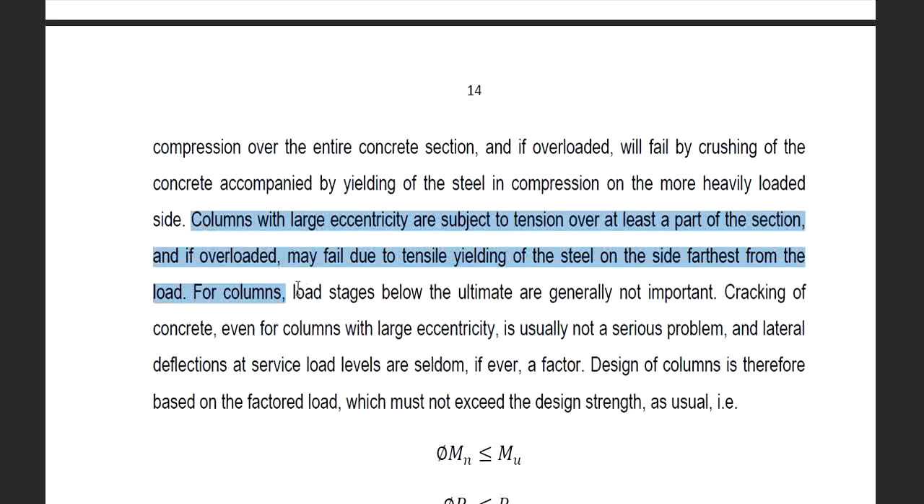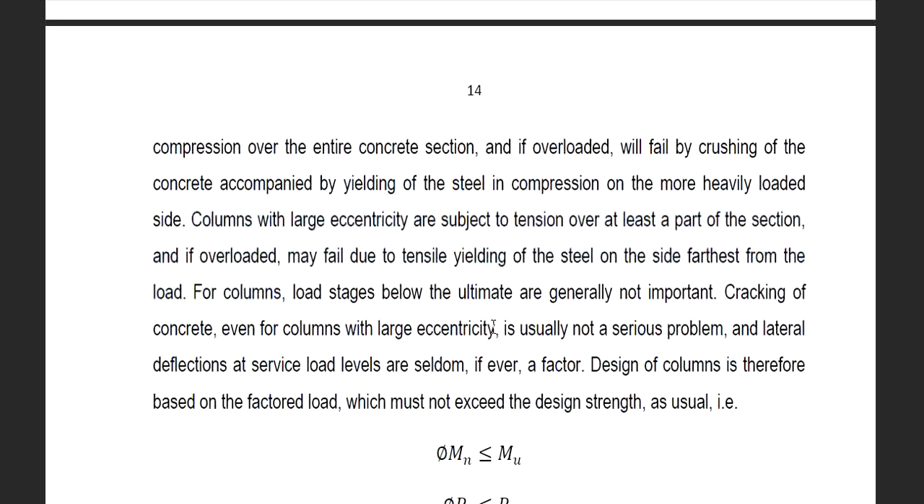Okay, now you can see the load stage. Now how the loading matters. Here, how the type of loading matters, we have studied. The loading stages below the ultimate are generally not important for us. Cracking of concrete, even in a column with large eccentricity, is not important, because it is usually not a serious problem. Whenever there is a large eccentricity, the column is going to fail by tensile yielding. So if the concrete cracks a little bit, that's not a worry for us.